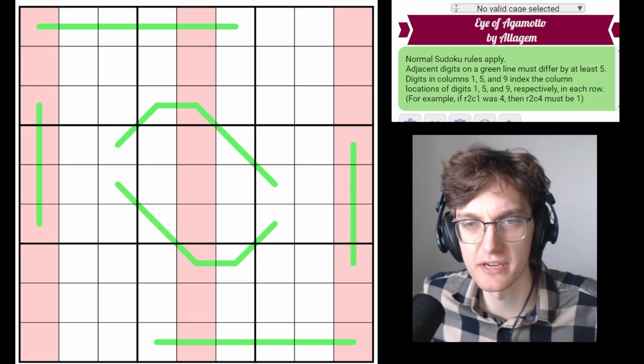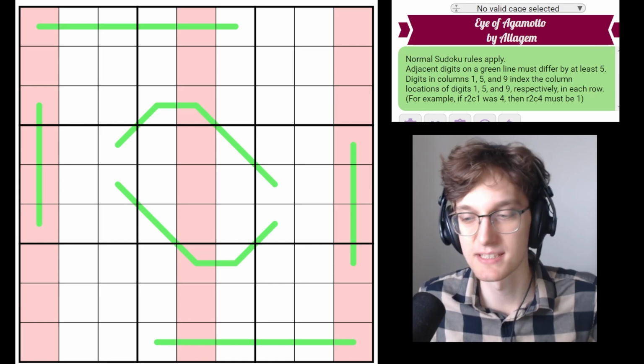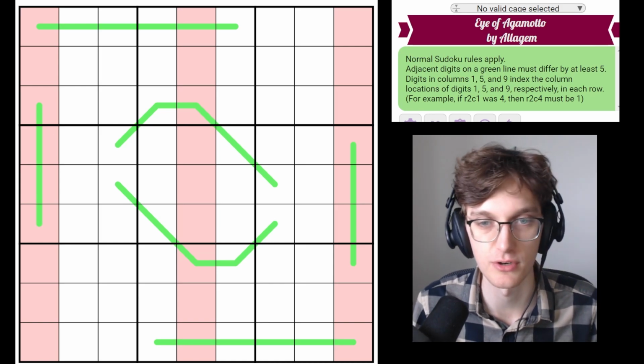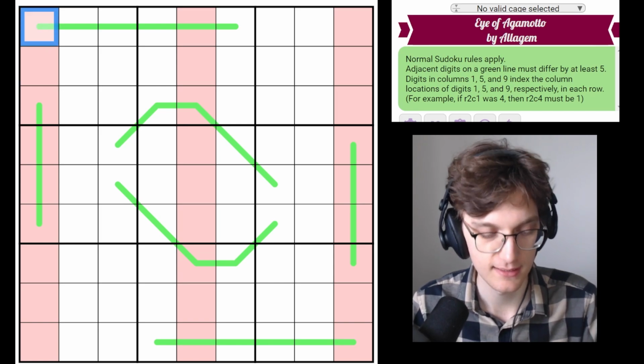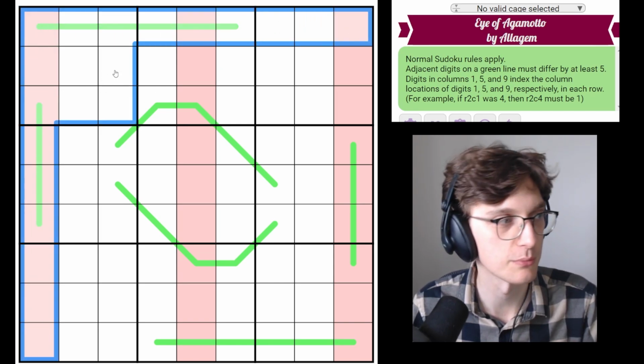Anyway, we have an interesting one here today. Eye of Agamotto by Allagem. Some pretty simple rules, but my first time with one of them. So, let's go over it. First of all, normal Sudoku rules apply. That means the digits 1 through 9 must appear once each in every row, column, and 3x3 box.